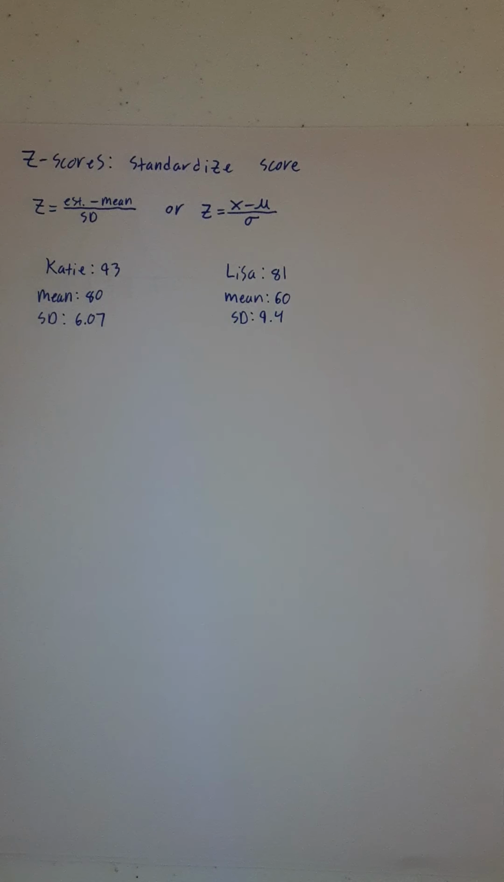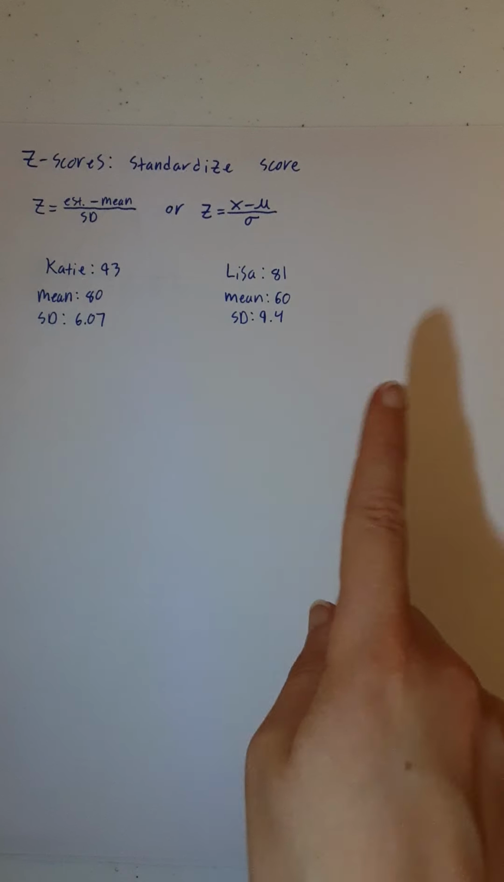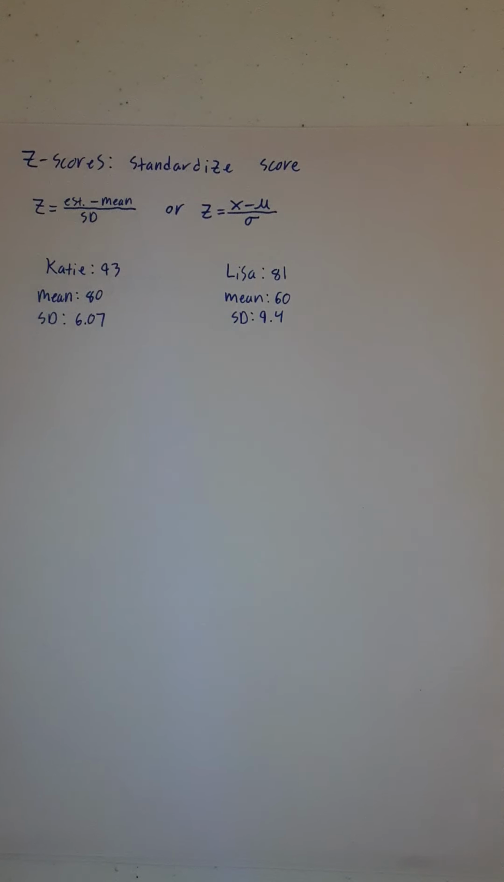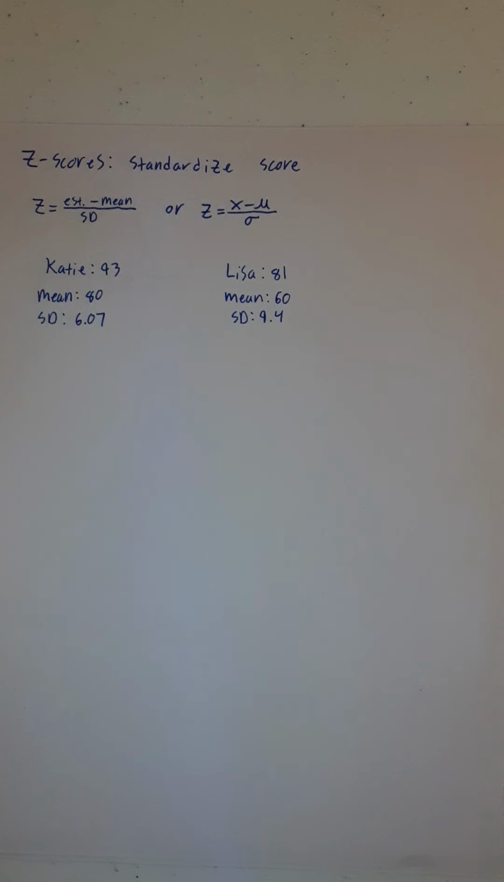Our z-score formula says that we take the estimate or the observation. This is kind of the data value you're given and that you're interested in the problem. In this case, for Katie, the estimate or observation would be 93, and for Lisa, it would be 81. Those were their scores. Then you subtract the mean and divide by the standard deviation. We could also use this notation, x minus mu over sigma. It means the same thing, but is a little shorter to write.